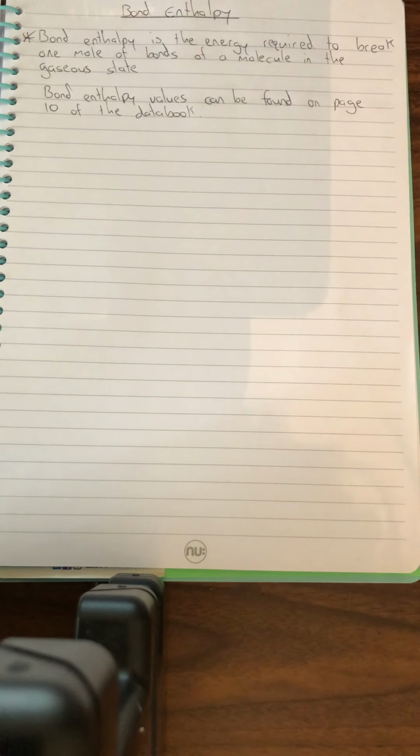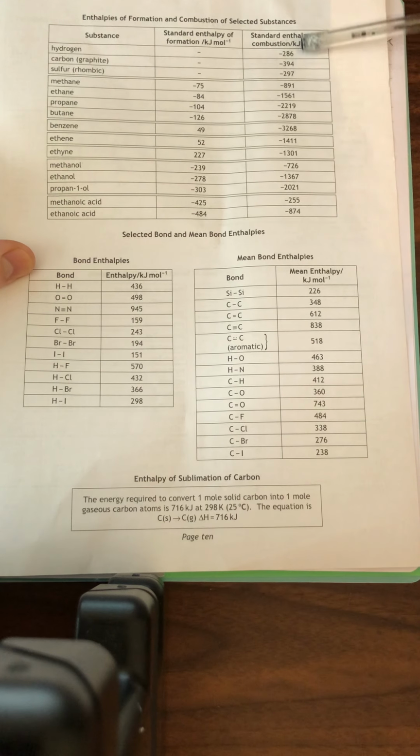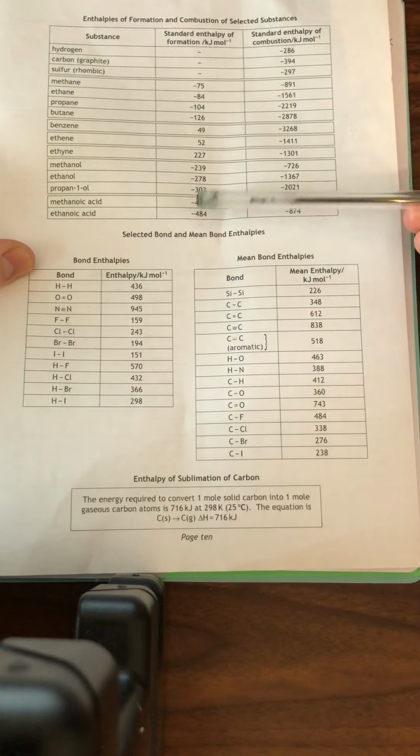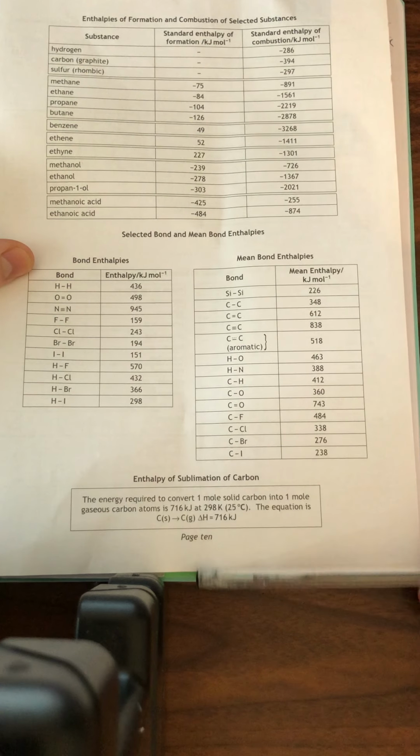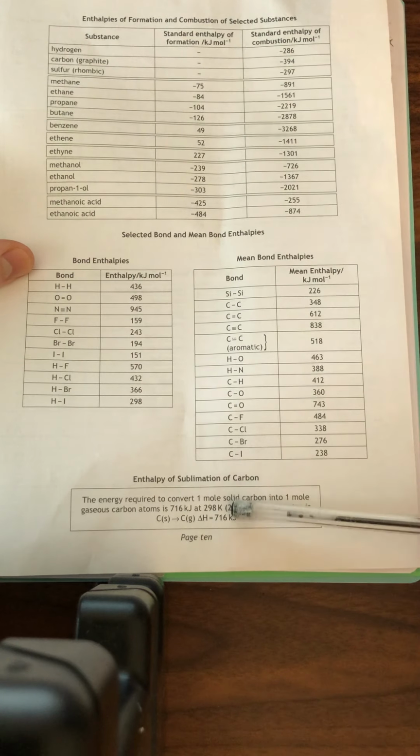Okay, so here is page 10. We've already used this page, we've used that for our enthalpy of combustion. Those are our values there. We're now looking here downwards. We're going to look at each one of these tables almost, discuss what each one means, and then start doing a calculation.